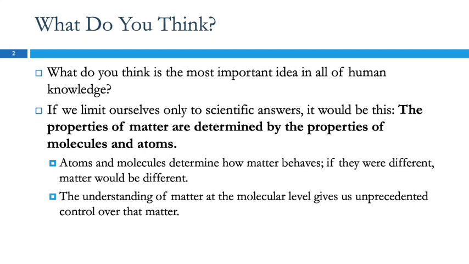Well, if we limit ourselves to scientific answers, which is appropriate, it'd probably be this. The properties of matter are determined by the properties of molecules and atoms. We can understand how different materials behave by learning about how the atoms and molecules that make them up behave. And that allows us to create different kinds of matter, different compounds, by putting the atoms and molecules together in different ways. So we can make a metal that doesn't rust, or a bulletproof material, or a plastic that biodegrades by looking at the molecules and atoms.